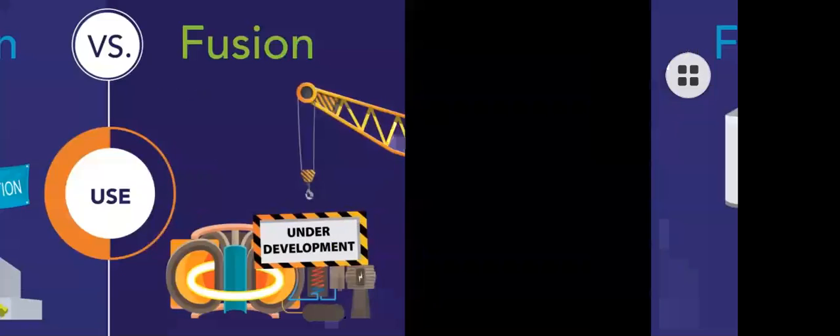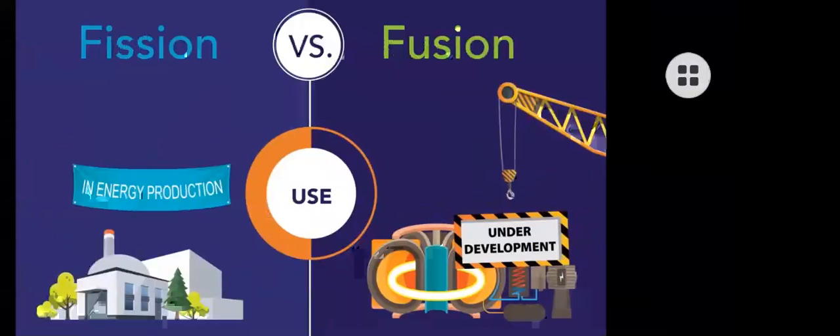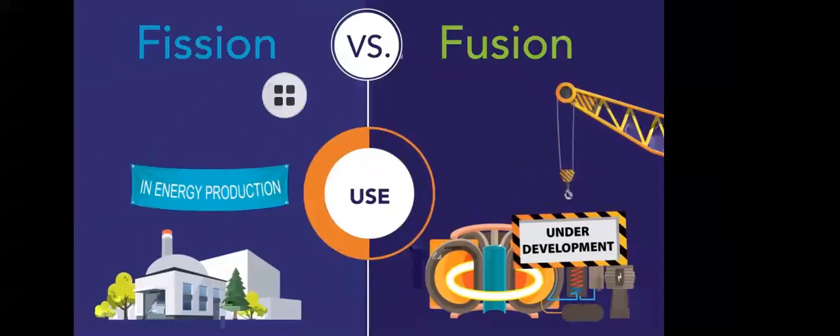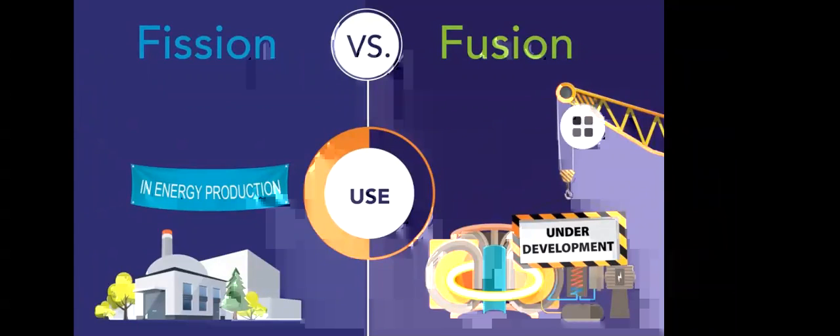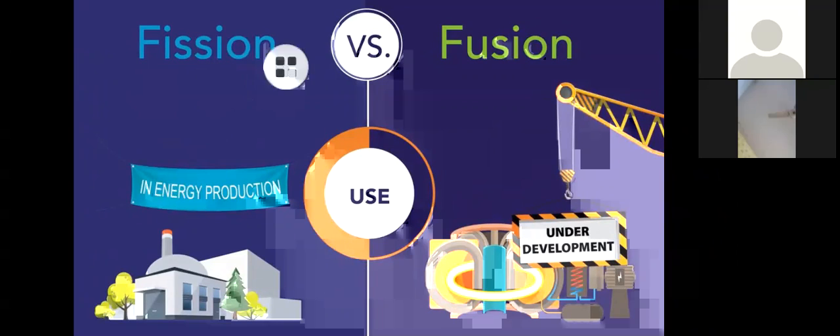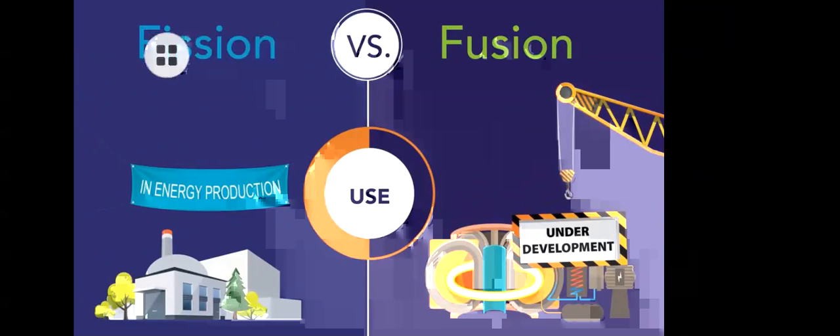Now as far as fission is concerned, fission is used to produce energy. We can use heat energy from the fission process. Fusion needs some more development before it can be used. Fission is being used to produce heat energy. Now fusion is not being used. It is under development.